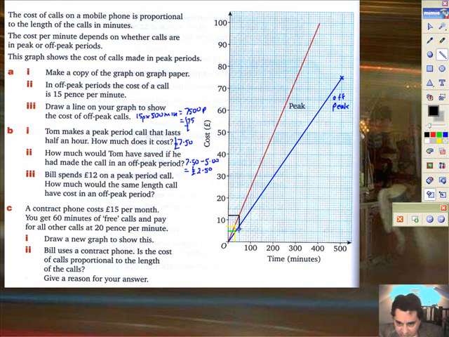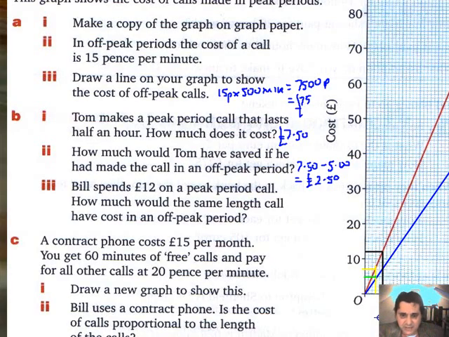That goes across and then down. Oh, that looks like 50 minutes. So 50 minutes reading off the off-peak there. So off-peak is there. It looks like £7.50, honestly. I read across there just like that. So our peak time, £12 for 50 minutes.